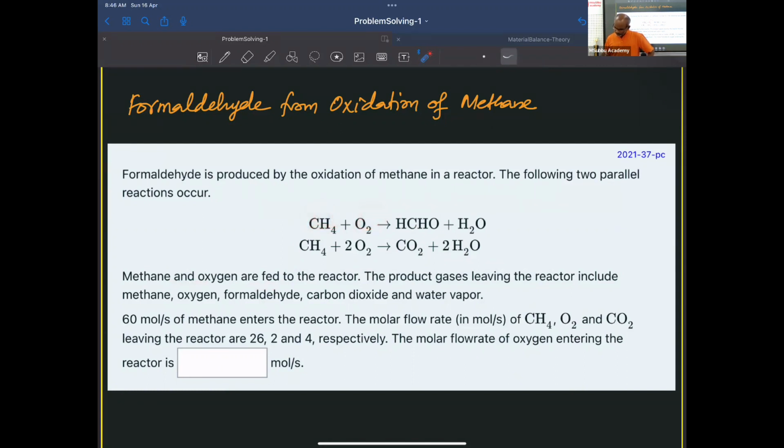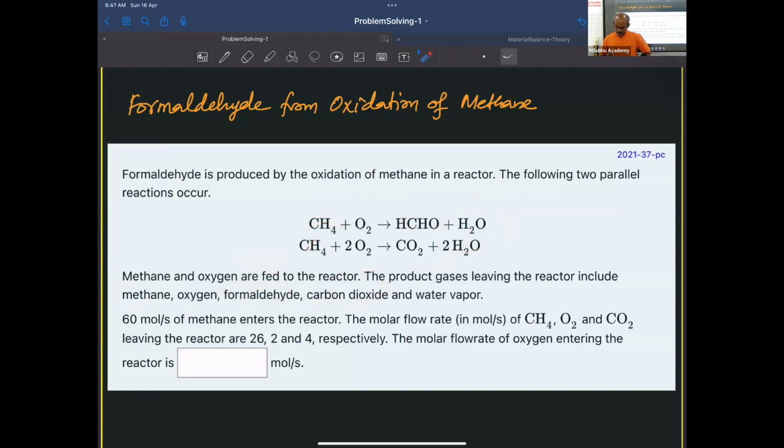The product gases leaving the reactor include methane. This product also has methane, and of course, it also has oxygen, formaldehyde, carbon dioxide, and water vapor. Otherwise, these reactions are only about the product formations.